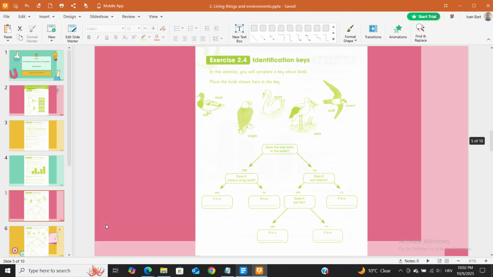Exercise 2.4 Identification keys. In this exercise, you will complete a key about birds. Place the birds shown here in the key.